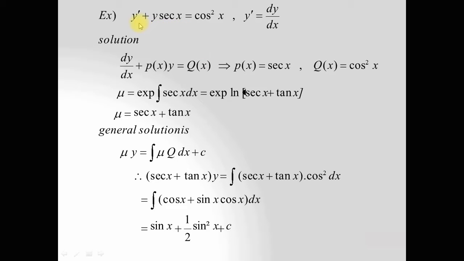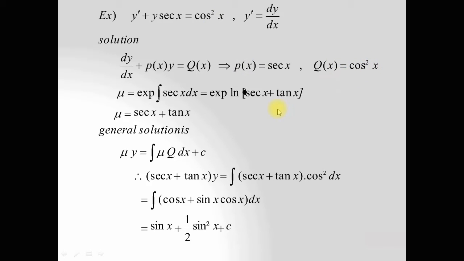Now let's move on to an example. Suppose we have a first order linear differential equation y dash plus y secant x is equal to cos square x, where y dash means dy by dx. Now compare this given differential equation to the general form dy by dx plus p into y is equal to q. So the p function is equal to secant x and the q function is cos square x.